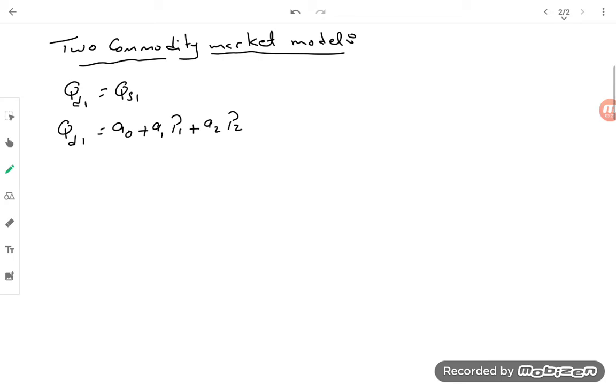As there is an interaction between the two commodities, they are either substitutes or complements for each other, so the price of each one of them is going to affect the quantity demanded of the other. And the same with respect to supply. It will be B node plus B1 P1 plus B2 P2.